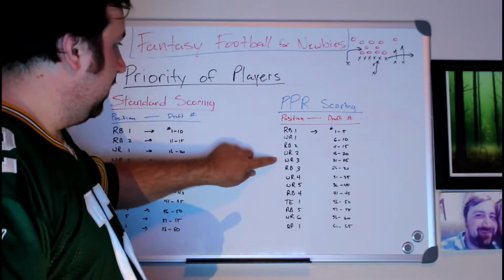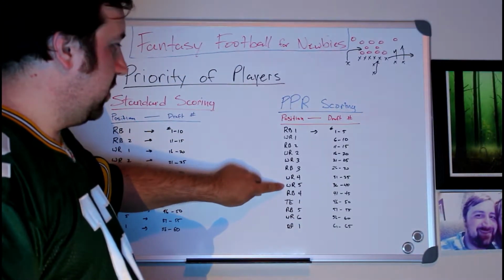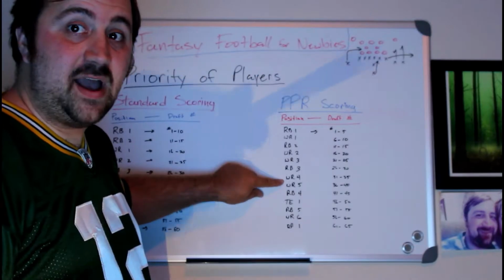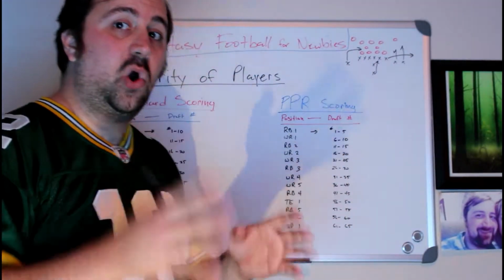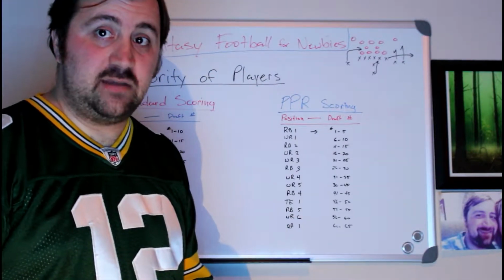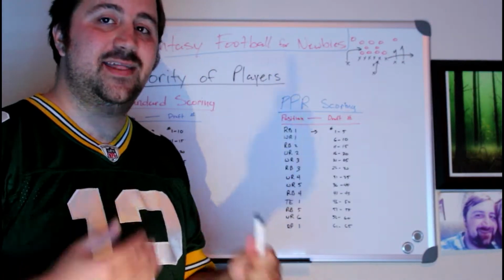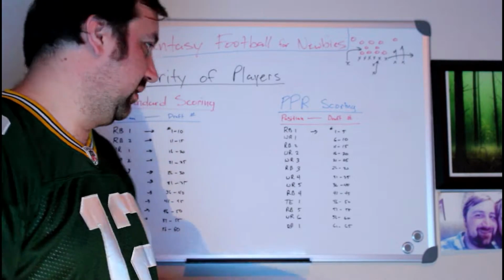And then, as you notice, it starts to come down, and again, you have wide receiver 4, wide receiver 5 back-to-back again. Because actually, in PPR, you are okay with starting a wide receiver in your flex because they do get those points through the receptions.